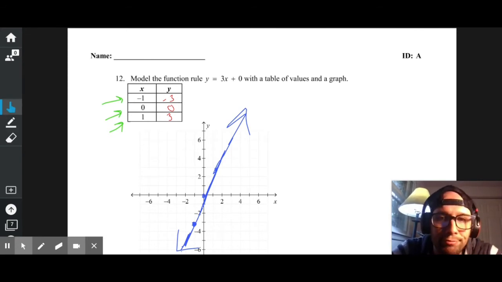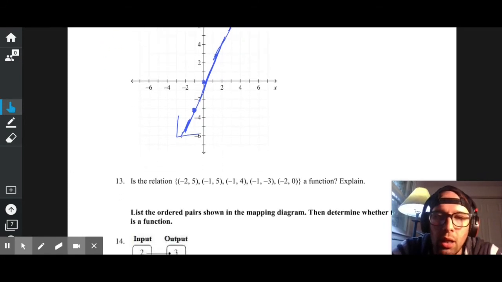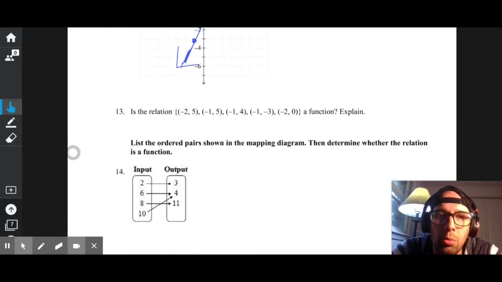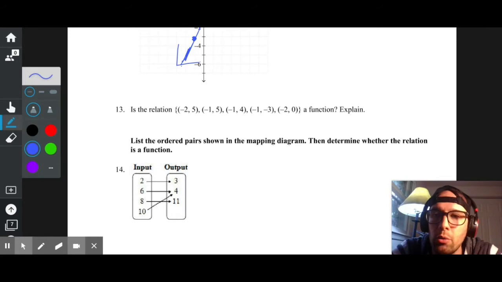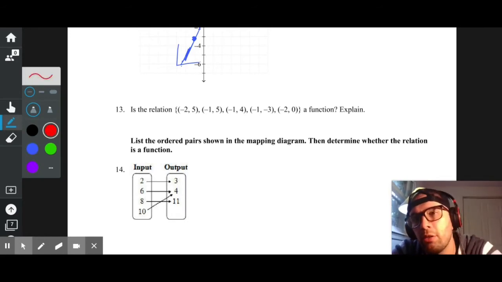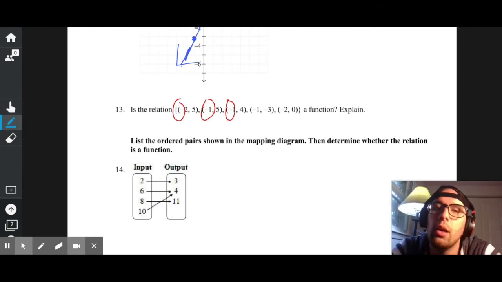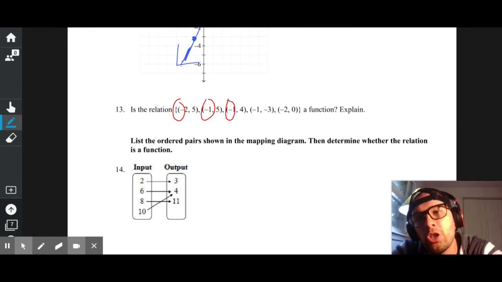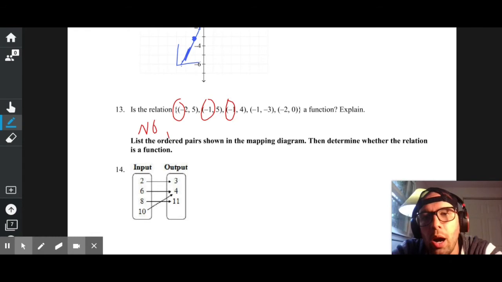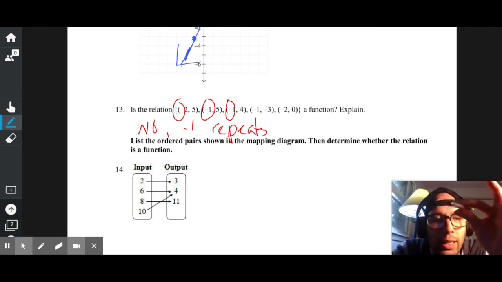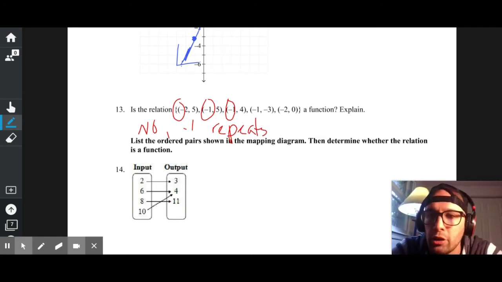Cool. What else? Is the relation a function? Well, a relation is a function if the x's don't repeat. So negative 2, negative 1, negative 1. Oh, look, the x's repeat. Is it a function? No. Why? Negative 1 repeats, and negative 1 is an x value. I hate writing with this thing so much.